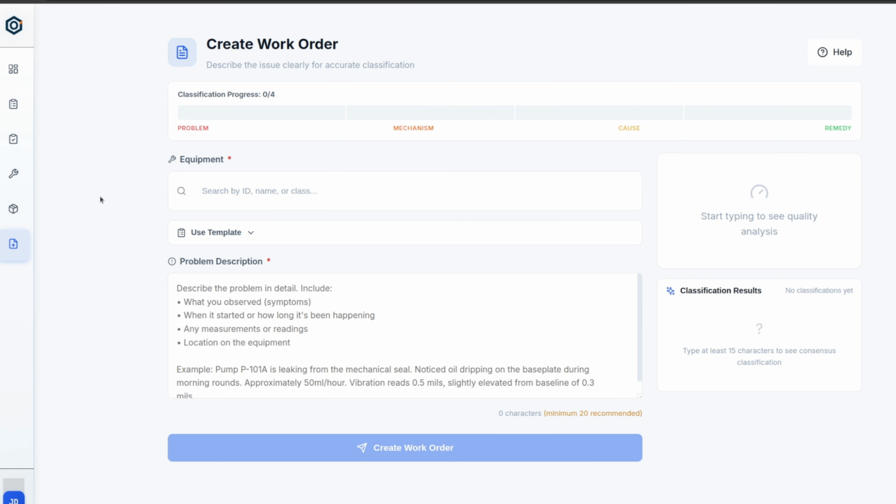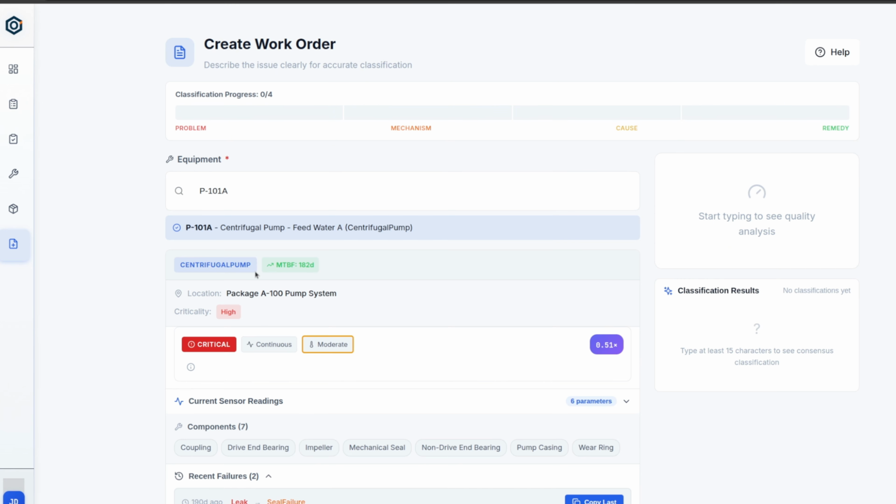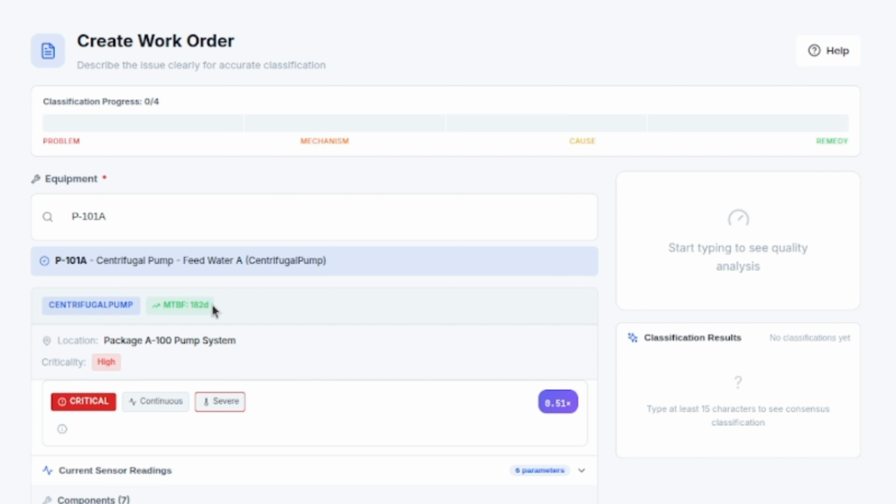Now, let's create a work order for P101A, a critical feed water pump. Immediately, Opsworth pulls together everything you need: equipment class and location from your asset registry, MTBF, or mean time between failures, calculated from your actual failure history, and something most CMMS systems don't show you: operating context.